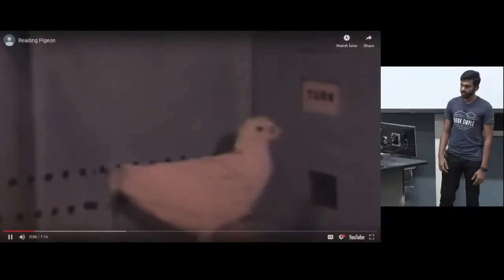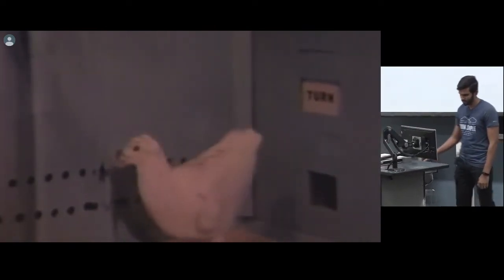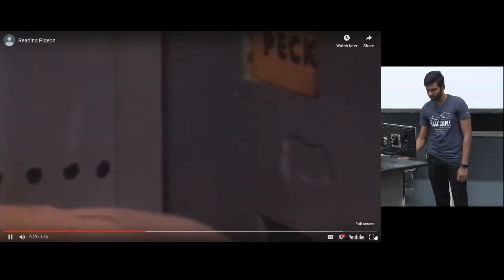As you can see, there are these instructions here, which the pigeon seems to be following. It says turn, and the pigeon turns, and then the instruction says peck, and the pigeon pecks. So how did this pigeon learn to read?